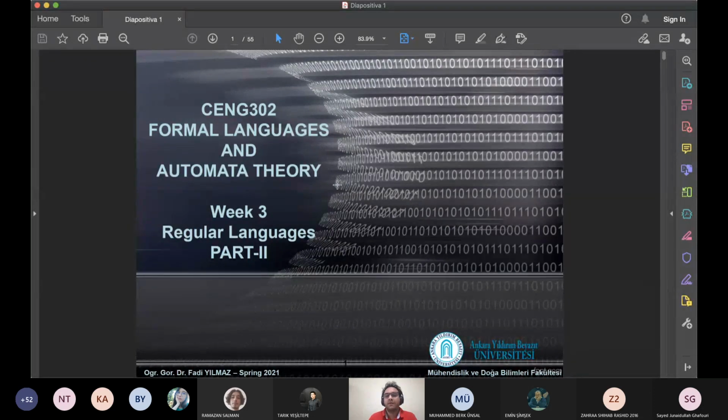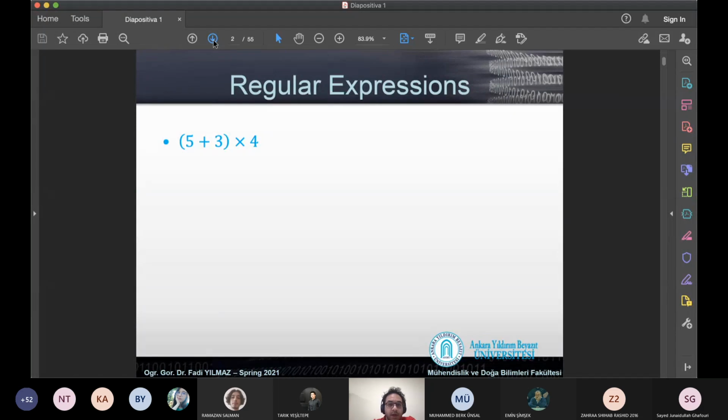Okay, guys, this week we're going to keep discussing regular languages, and this is part 2. In this part 2, we have regular expressions and non-regular languages. So I would like to start with what we mean by expressions.